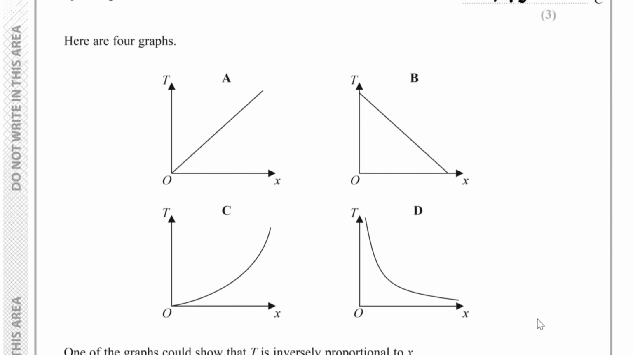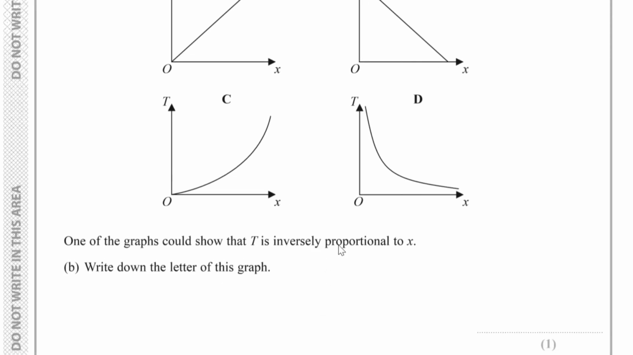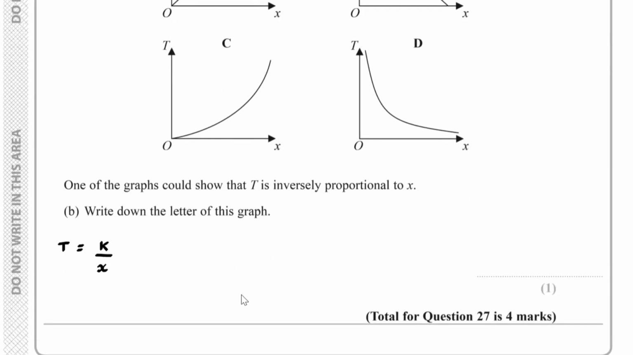Next, here are four graphs. We've got graph A, B, C and D. One of the graphs could show that T is inversely proportional to x. Write down the letter of this graph. Well, if T is inversely proportional to x, we've got T equaling some constant k divided by x, and that would correspond to graph D.